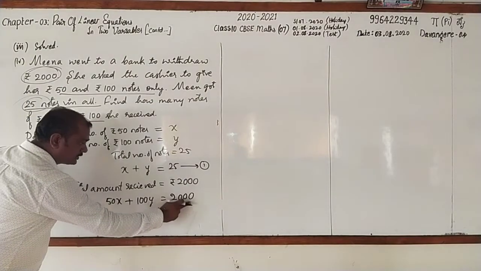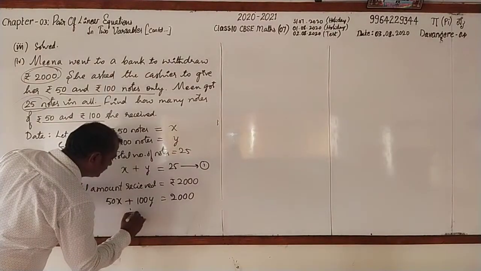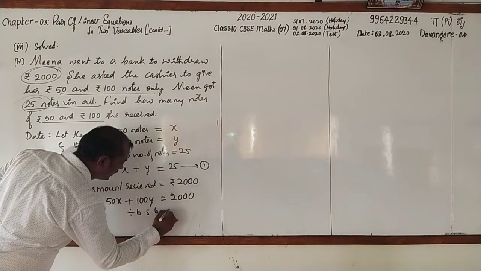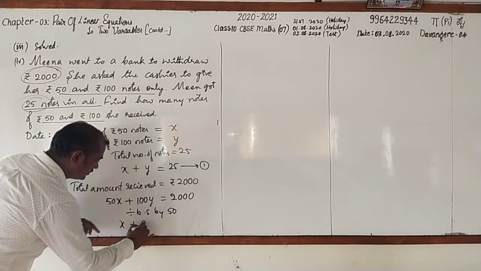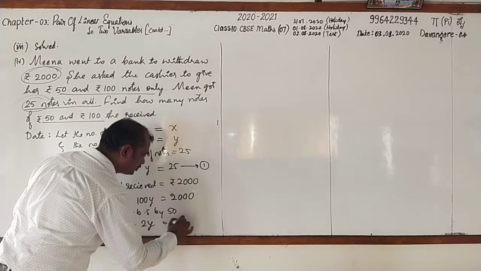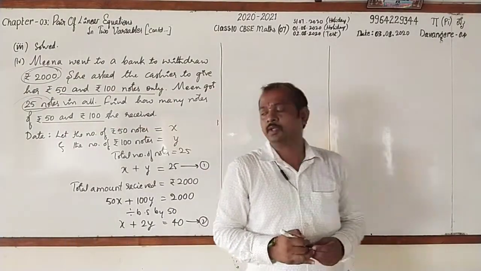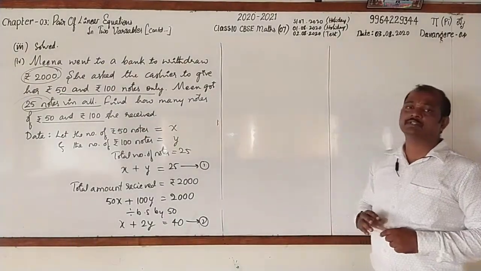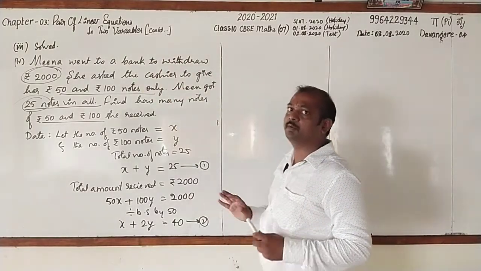Then see that all the coefficients are multiples of 50. Hence let us divide both sides by 50. Here it is x, this is 2y, and 2000 divided by 50 is 40. Call it equation 2. We got both the equations. We have converted the given statement into mathematical equations.